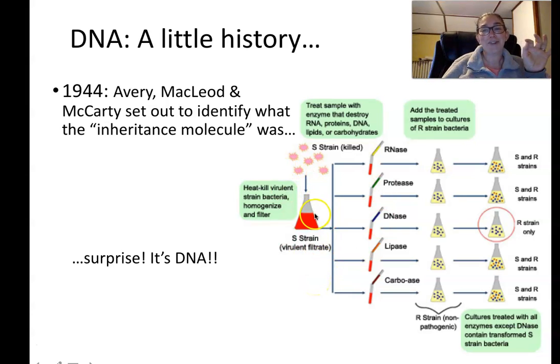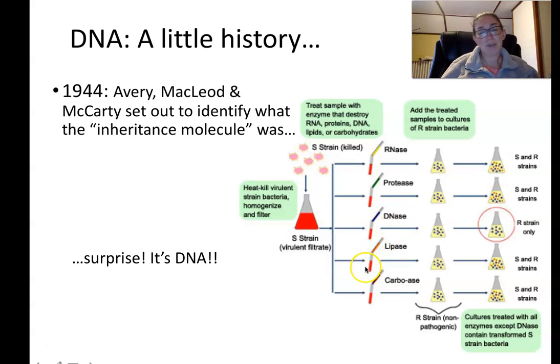So they took that blended mixture, and in one tube they put in an RNase. And RNase destroys all RNA. So all the RNA was destroyed. They mixed it with R cells, and they still got S and R. There was still transformation. So it wasn't the RNA that was the transforming principle. Then they took a tube of ground up dead S cells and they treated it with protease, which digests proteins. And they mixed it with R cells and they still transformed into S cells. So proteins were not the transforming principle.